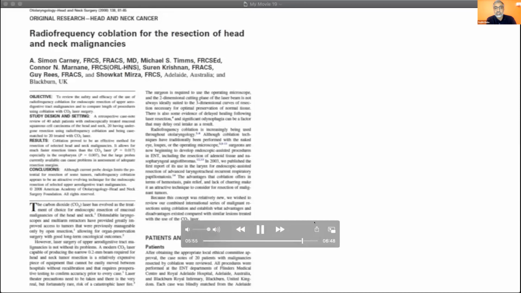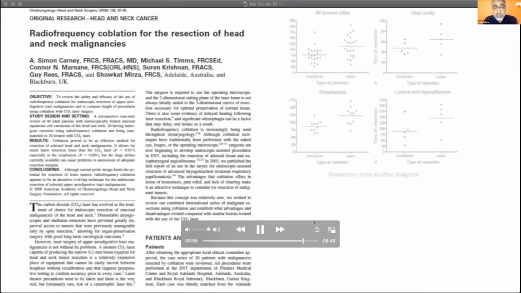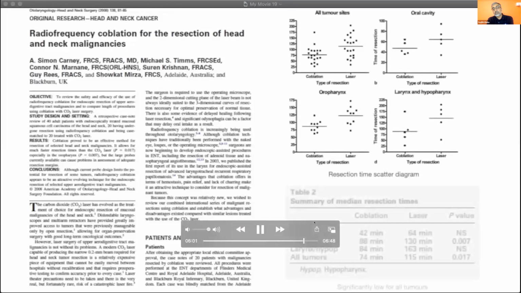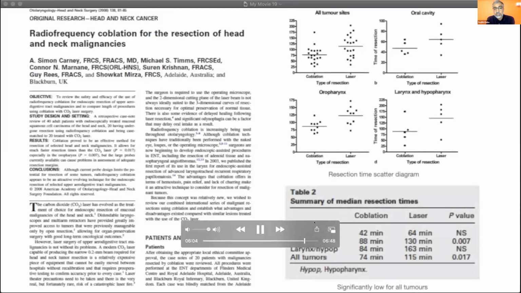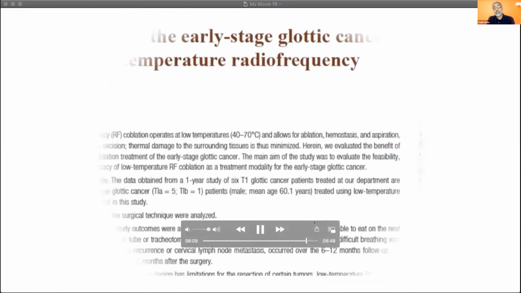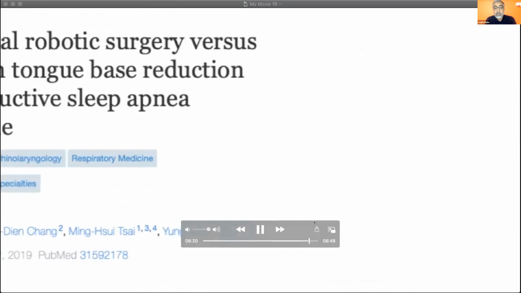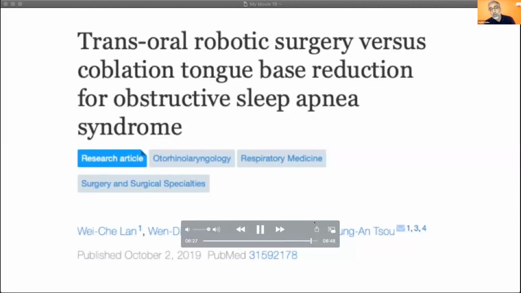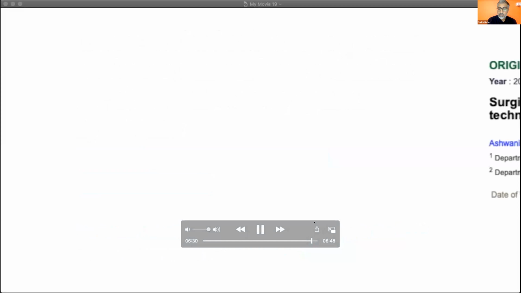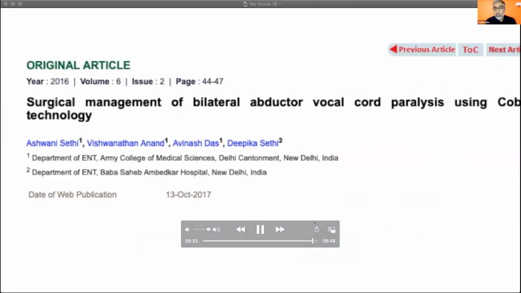So when I looked into literature, there are reports which say that radiofrequency coblation can be used for head and neck malignancies. This was a review from Suren Krishnan group, who had compared it with laser surgery and found that the timing is very less in coblation surgery. There are other reports as well, somebody has used it for early glottic cancers, and all this came from obstructive sleep apnea surgery and other oropharyngeal surgeries like tonsillectomies. There are not many reports in malignancies other than these few reports.